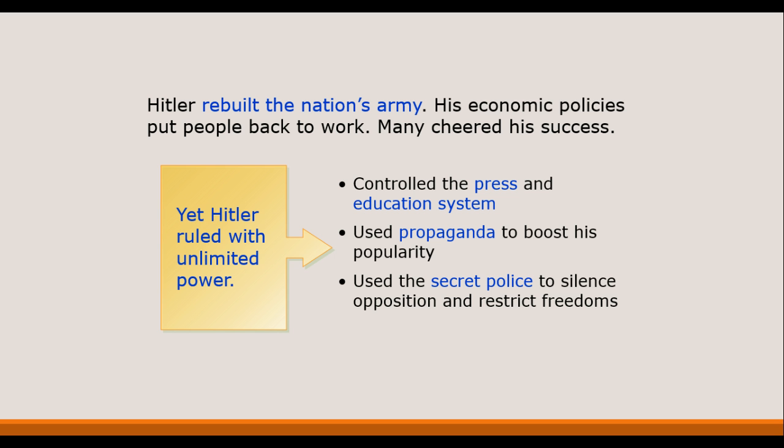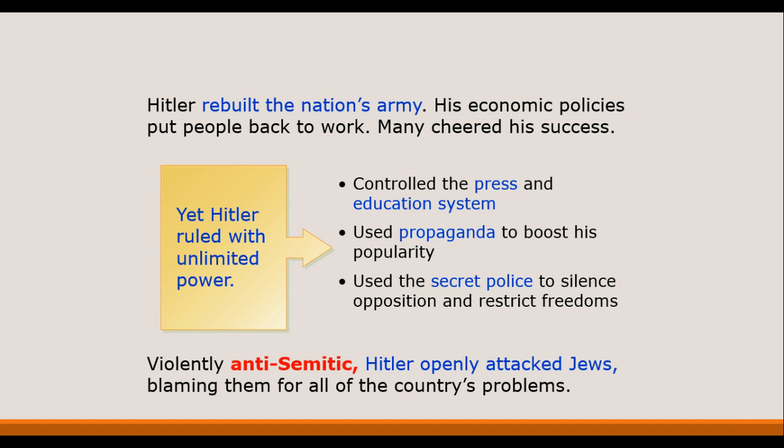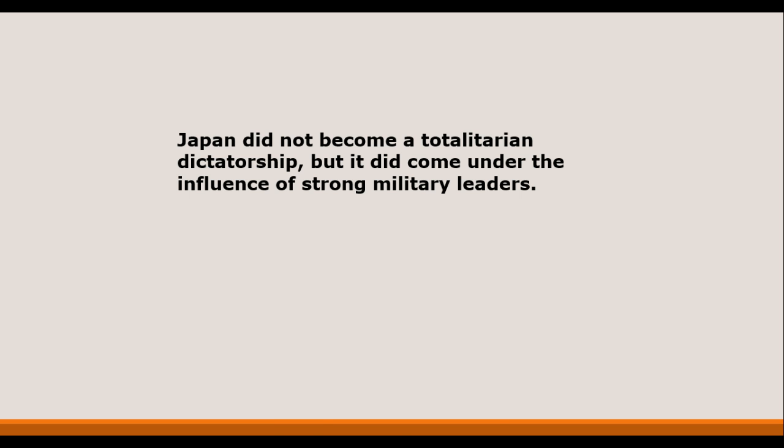He rebuilds the nation's army, which was against the Treaty of Versailles. He's going to control the press and education system. He's going to make sure that we teach these kids early that the way to go is the new Nazi way to be. He is going to have unlimited power, unlimited resources, and a secret police to make sure that everybody follows what it is that he believes in. He is openly anti-Semitic, attacks Jews, and blames them for all the country's problems.